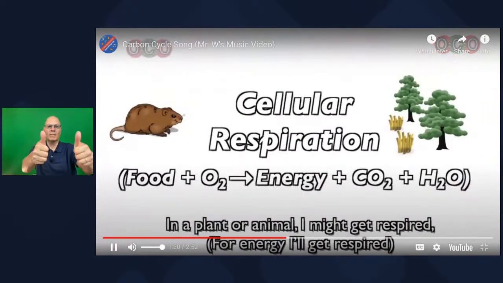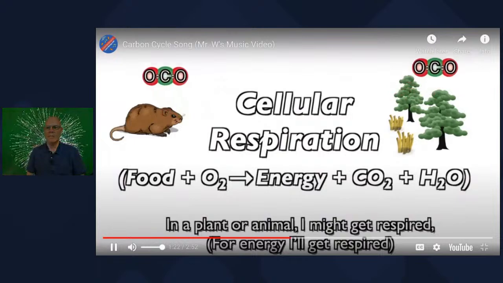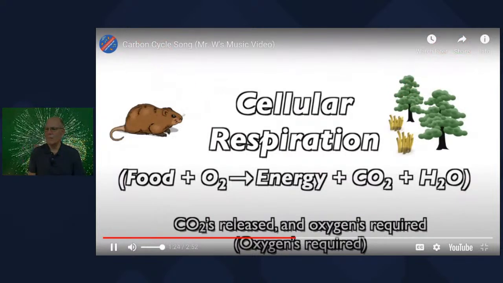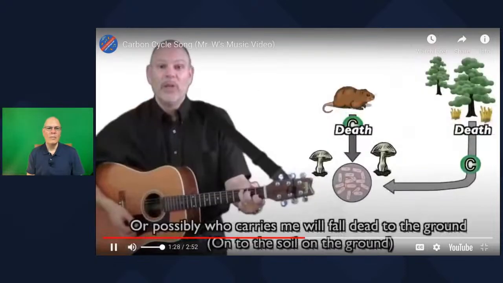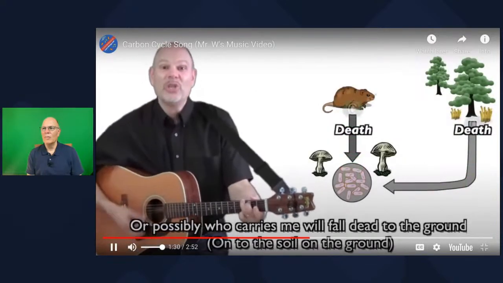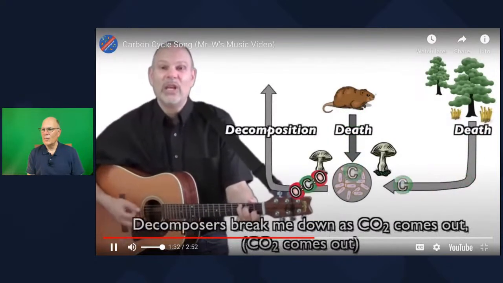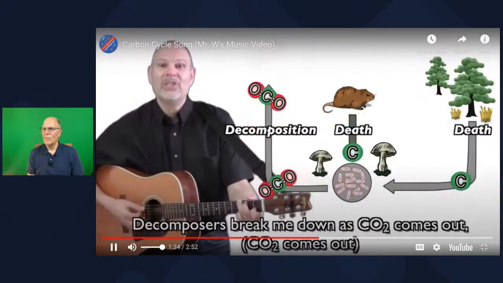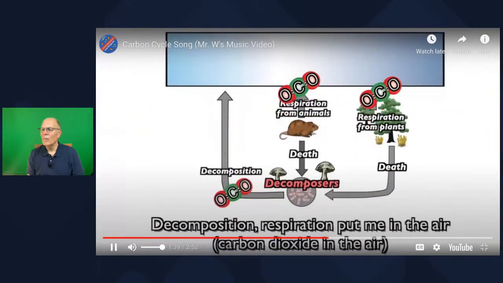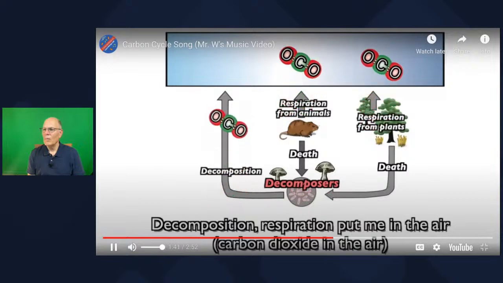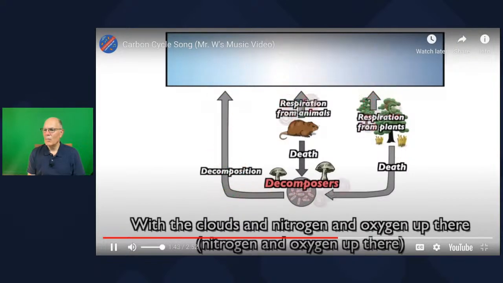In a plant or animal, I might get respired for energy. CO2's released and oxygen's required. Or possibly it carries me before I fall to the ground, onto the soil. Decomposers break me down and CO2 comes out. Decomposition and respiration put me in the air. Carbon dioxide in the air, with the clouds of nitrogen and oxygen up there.